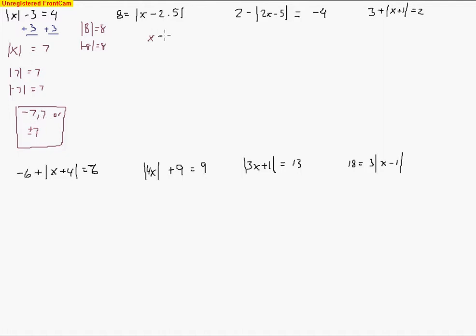So what we're going to do is take x minus 2 and 5/10 and set that equal to 8, but I'm also going to set it equal to negative 8. And I'm going to solve two equations at the same time. That's why I put the equal sign on both sides. So I'm going to go ahead and add this 2 and 5/10 to this side, and then I'm also going to add it to this side over here.